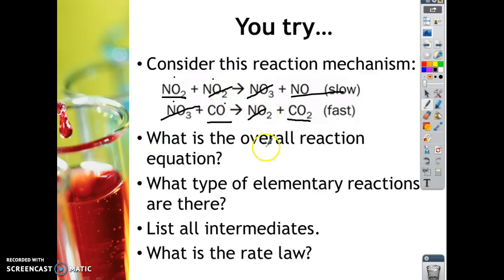It just canceled. And if we want to know our rate law, what does that depend on? Well, it depends on my slow step. So my rate law is going to look like, sorry, starting over here to go a little bit faster because I do not want to make another video for this chapter. My rate law is going to be my slow step rate equals k times NO2 to the second, because there's 2 of them because it's bimolecular.